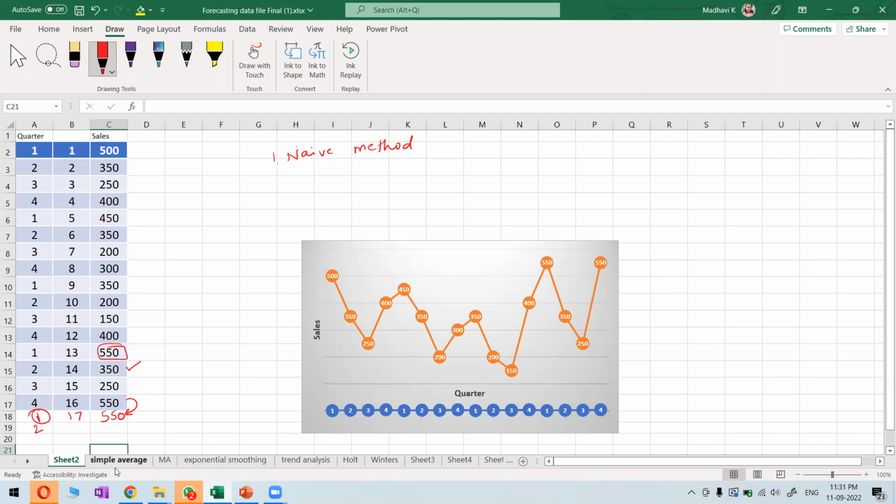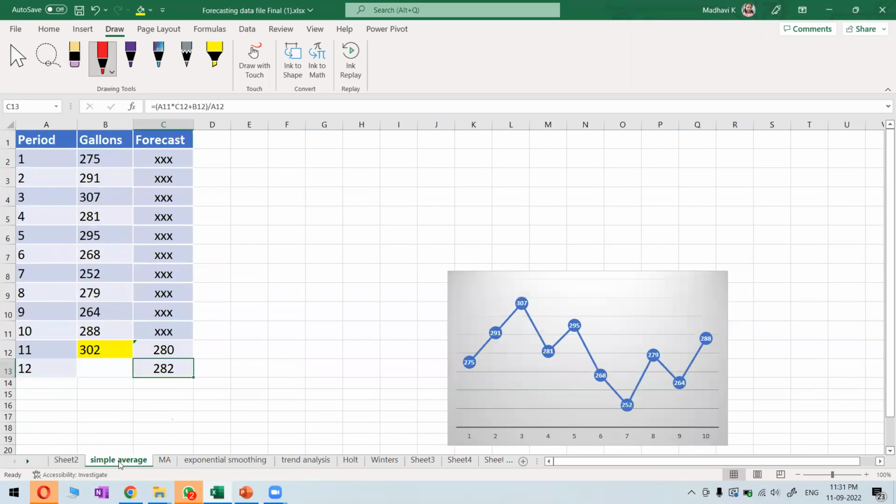So this is the simple naive method, and another simple method of calculating the forecasted value is taking a simple average. There are totally 10 values existing at the time we started doing the forecasting. So the average of all these 10 values is our forecasted value, which is 280 over here.